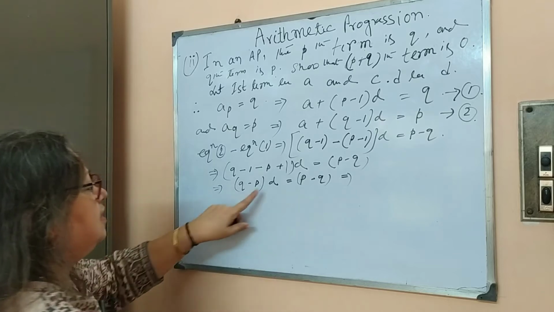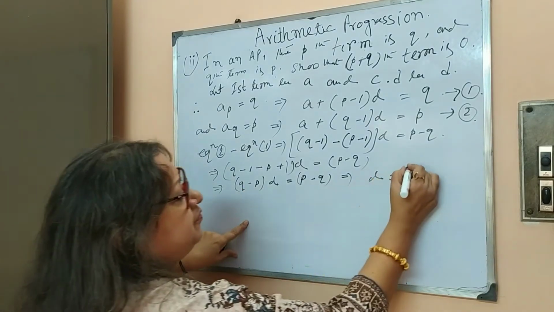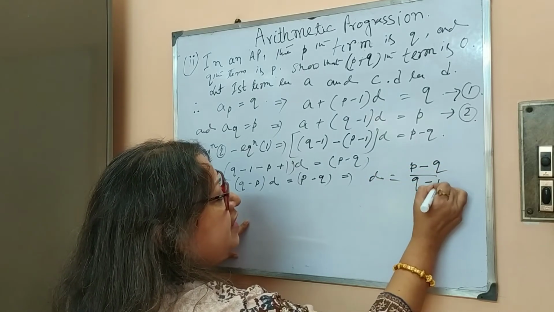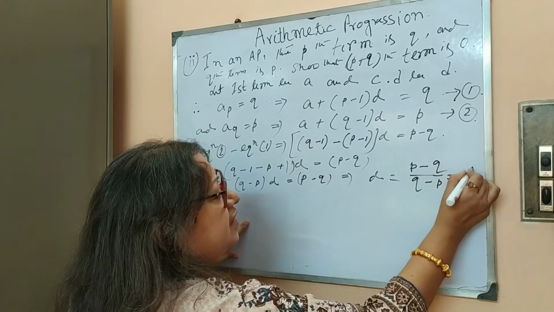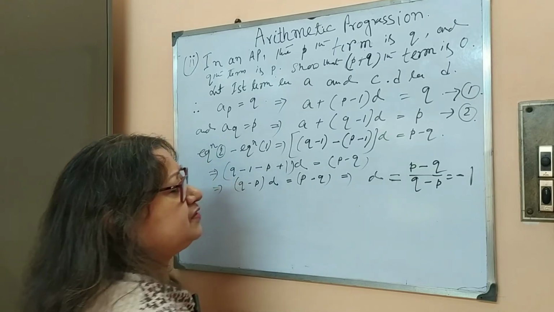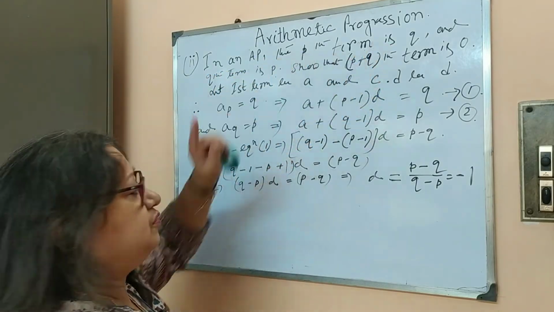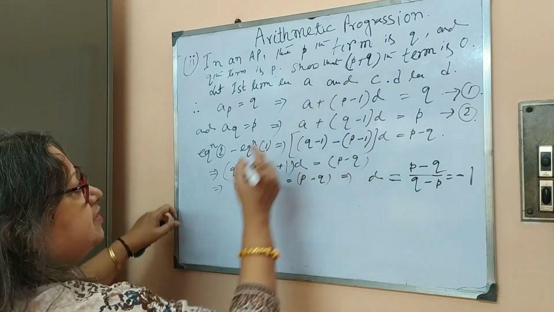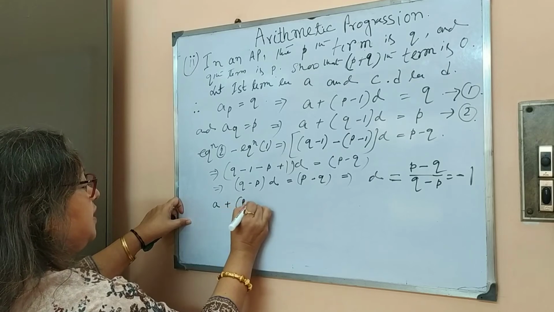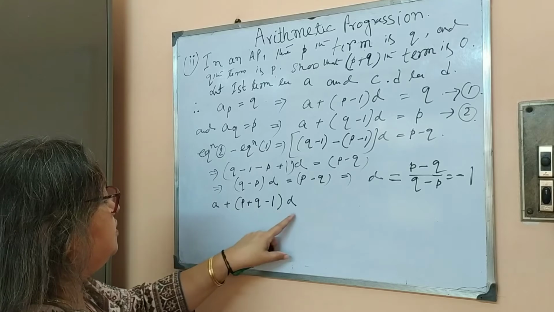This implies d is equal to p minus q by q minus p. P minus q by q minus p is equal to minus 1. Then d is equal to minus 1. Okay. Now we have to show that the p plus qth term is 0. Now what is the p plus qth term? A plus p plus q minus 1 into d. This is the p plus qth term.